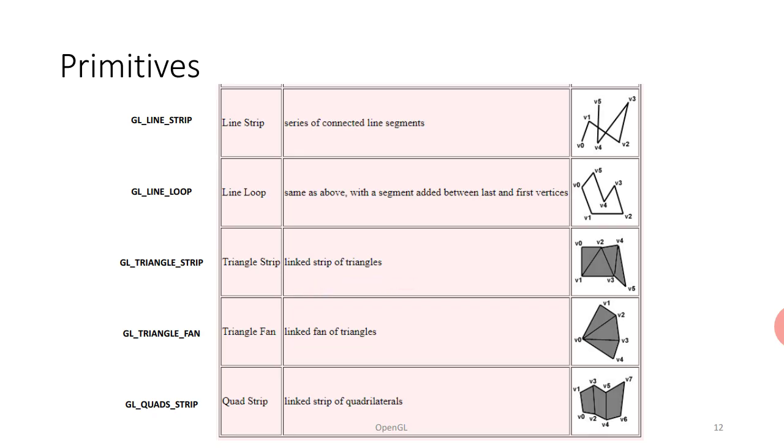That is, this V0, V1, V2 is one triangle. To it another triangle, that is V1, V2, V3 is attached, and so on. So a series of triangles can be drawn using GL_TRIANGLE_STRIP.